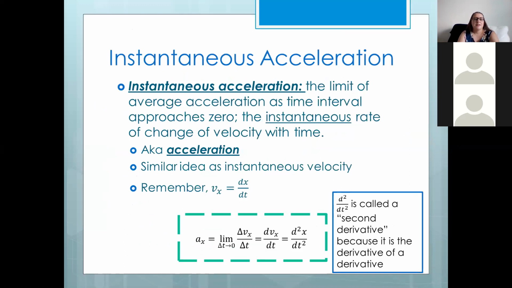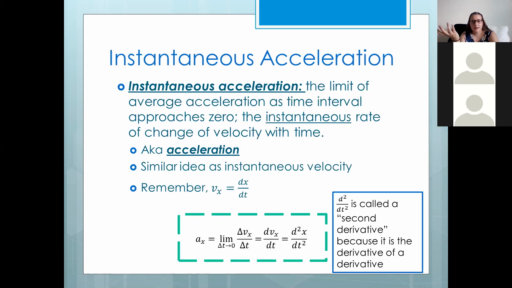So instantaneous acceleration. Remember, yesterday we talked about average velocity and instantaneous velocity. Today is average acceleration and instantaneous acceleration. And it's the same basic idea as with velocity. The limit of the average acceleration as the time interval approaches 0, or the instantaneous rate of change of velocity with time, right? It's that instantaneous part that we're most interested in for instantaneous acceleration. But this is actually the acceleration that we will be dealing with most commonly. So usually I'll just call it acceleration.